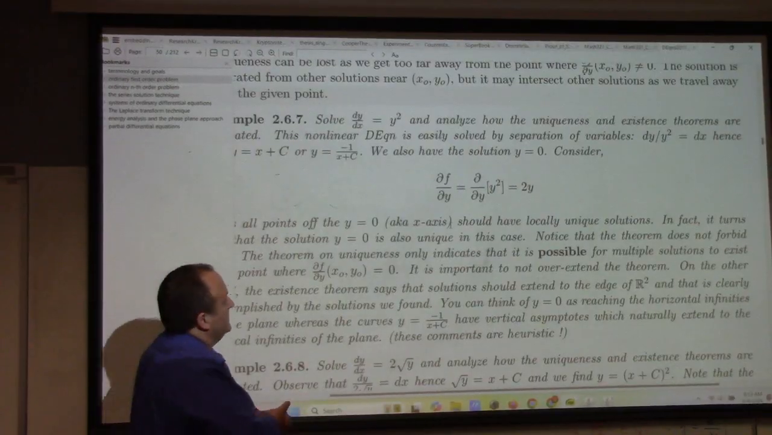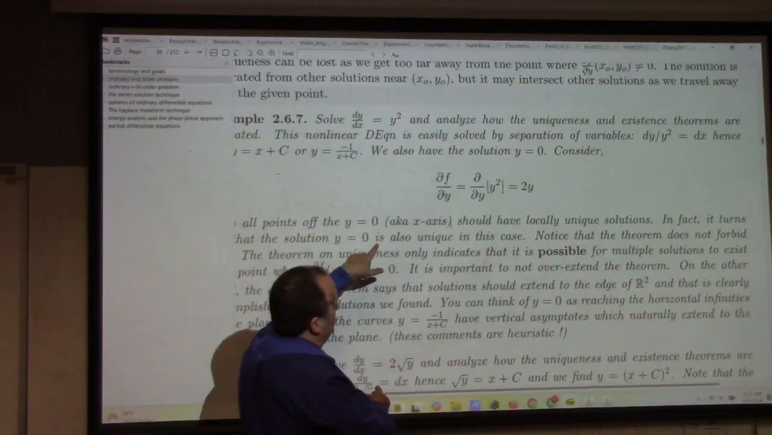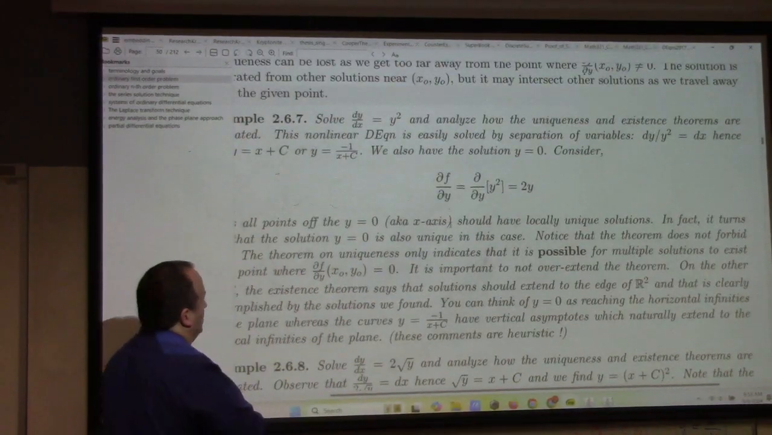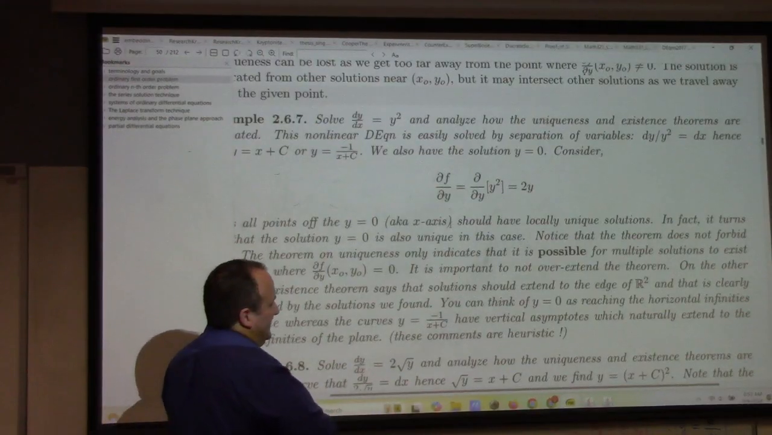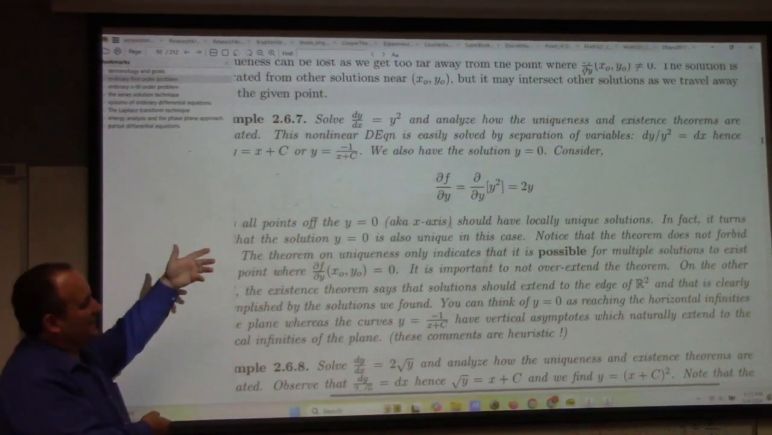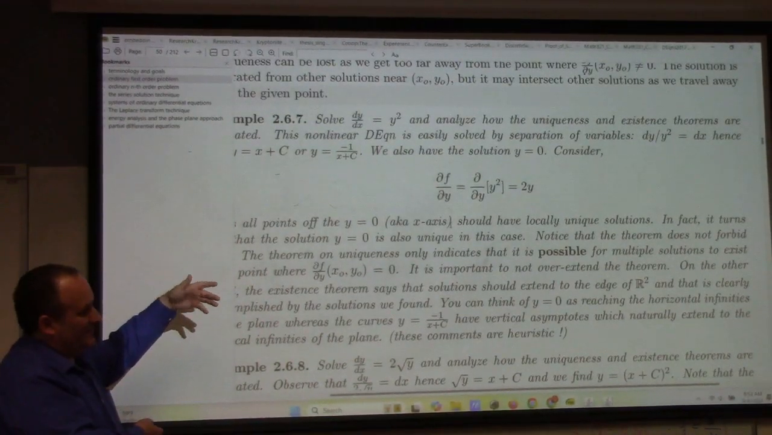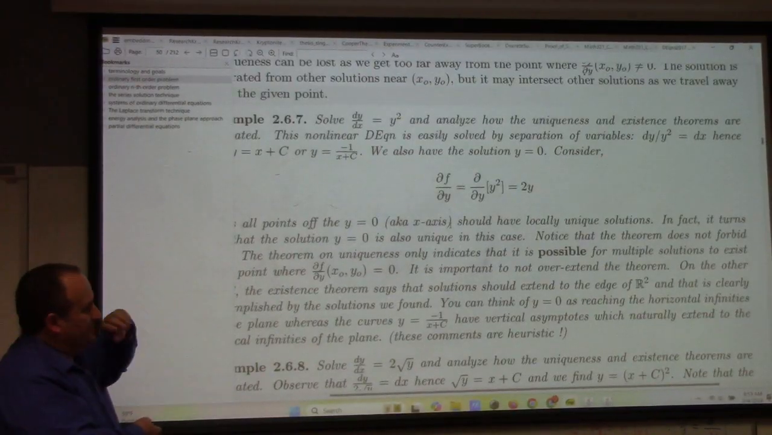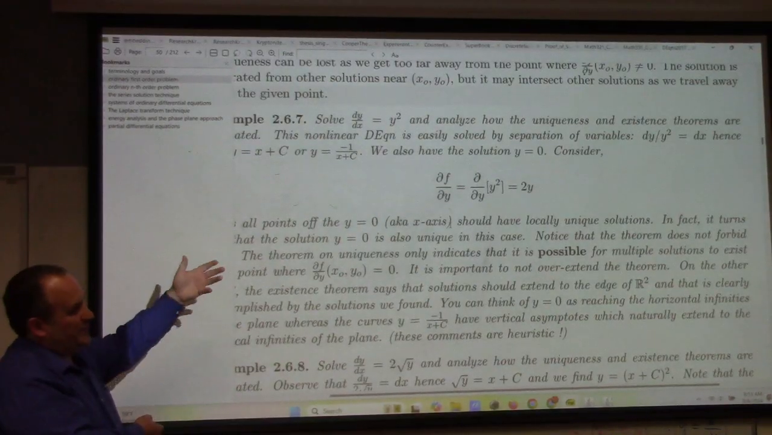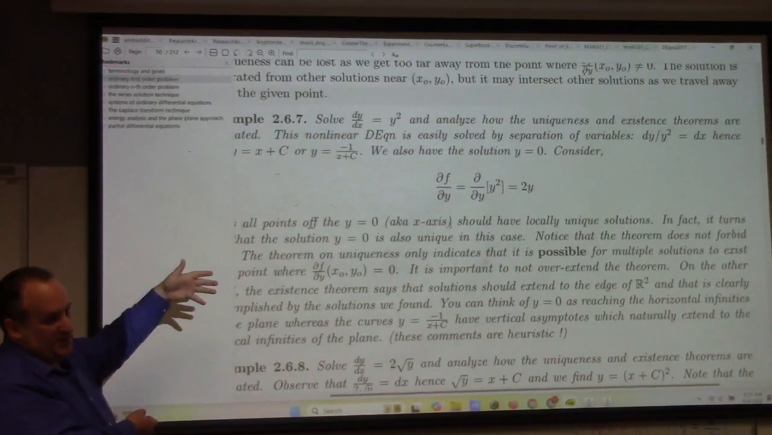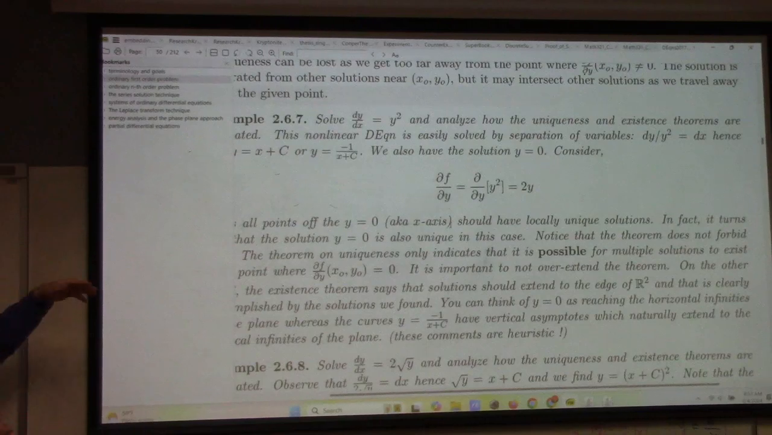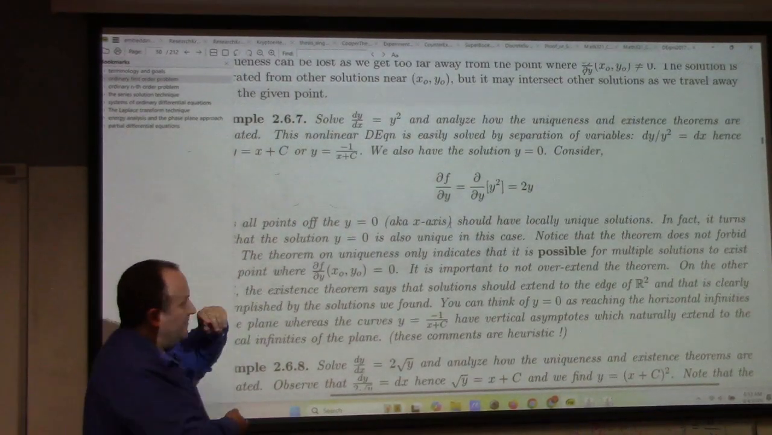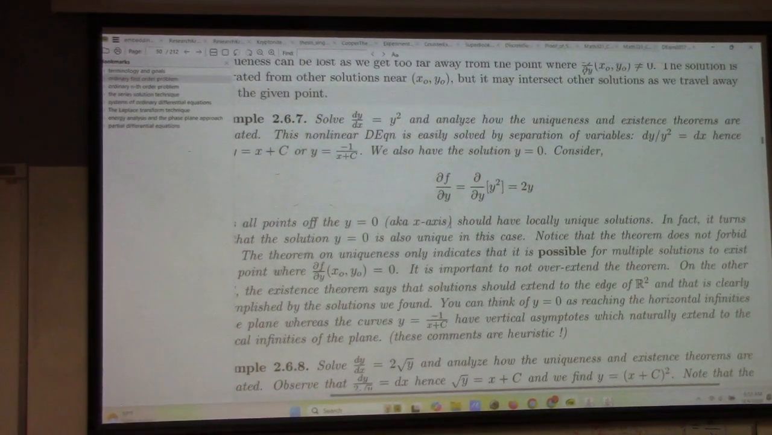If you look at this differential equation, y equals 0 is a solution. And I think actually for this one, that is the only solution. So this one's kind of funny. It doesn't really illustrate that just because the partial derivative with respect to y is 0 doesn't force there to be infinitely many solutions. This example shows that.